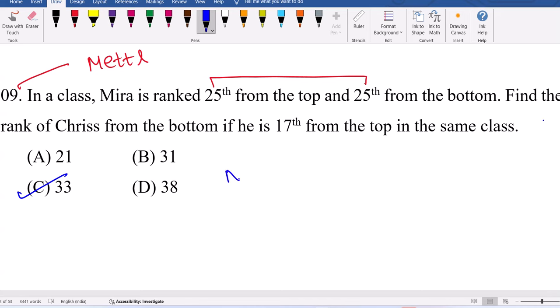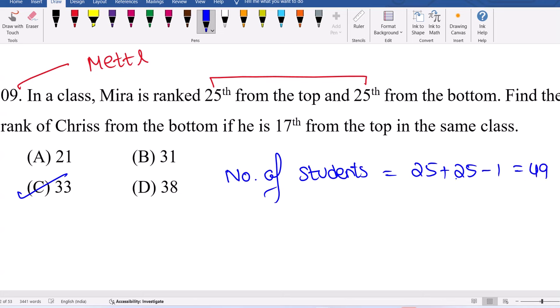But if they ask the number of students in the class, then you have to say 25 plus 25 minus 1. 49 people in the class only, not 50, 49. Why are you doing minus 1, sir? You calculated Mira from the top, and you calculated Mira from the bottom. Mira is calculated twice. You are counting from the top, and you are counting from the bottom as well. You have to do minus 1 to compensate for that. You have to know the reason why minus 1. Why not minus 2, right?